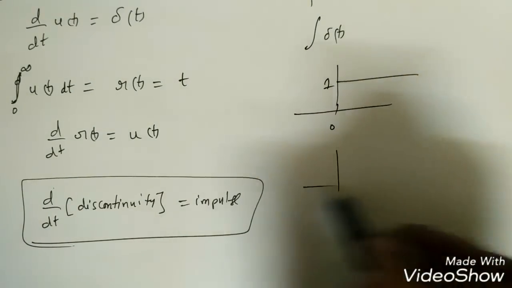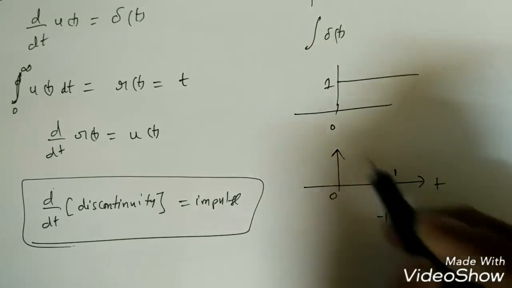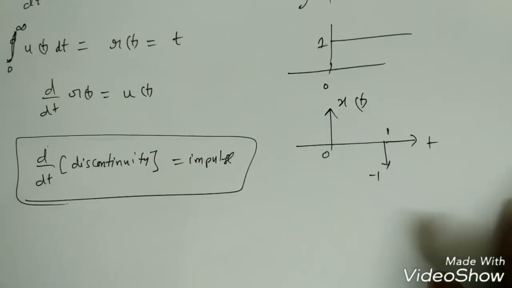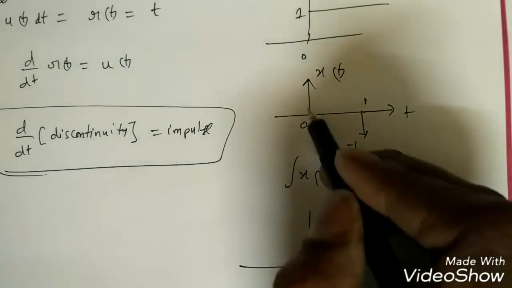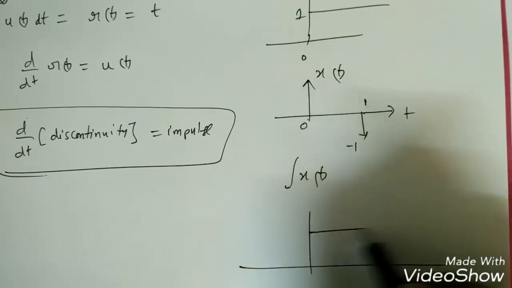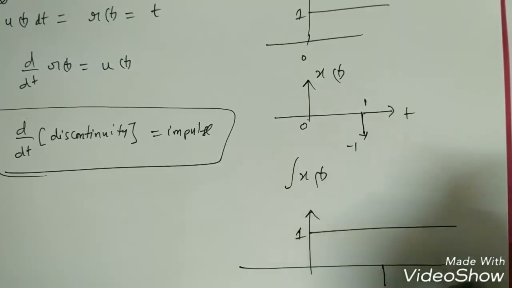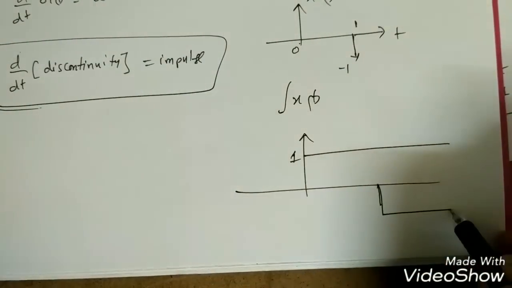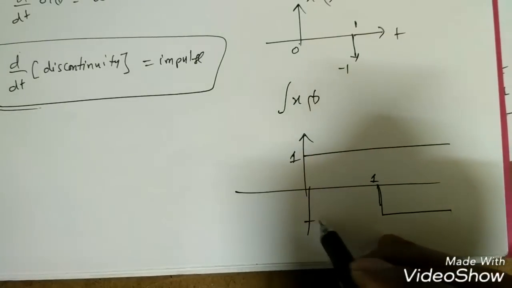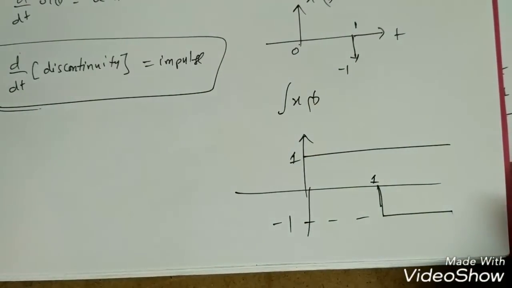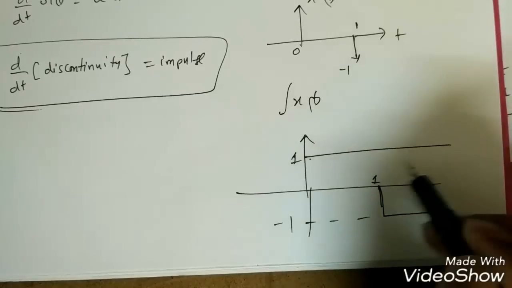So for the previous problem, suppose this is 0, this is -1 at t, and this is some x of t, right? Now if I integrate x of t, what is the value? We'll see. From 0 we are getting an impulse of 1 unit step function. Similarly, at 1 there is a -1, so again we will get a unit step from 1, and this is -1. So this is a different signal, right?